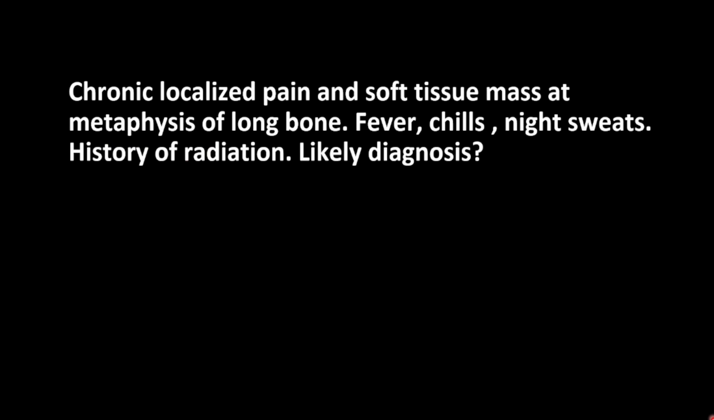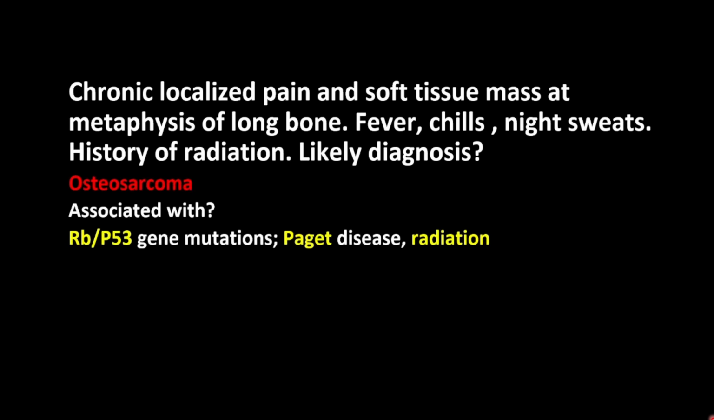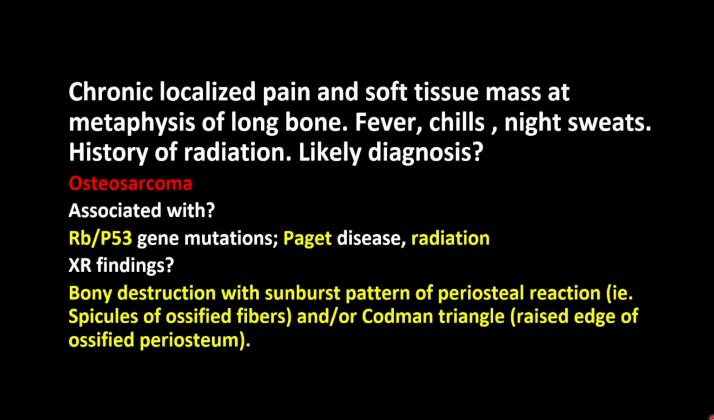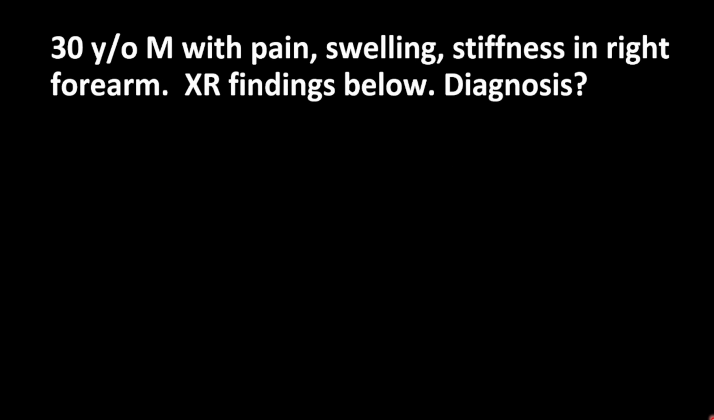All right, we're almost at the end of these slides. So let's say you have a patient with chronic localized pain and soft tissue mass at the metaphysis of a long bone. They have fever, chills, and night sweats, and a history of radiation. What's the likely diagnosis in this patient? This is an osteosarcoma, and again, it's associated with a few gene mutations, mostly the RB and P53 gene mutations, Paget disease, and then prior radiation. Some X-ray findings include the sunburst pattern, that's due to the periosteal reaction, and also Codman triangle, which is the raised edge of ossified periosteum.